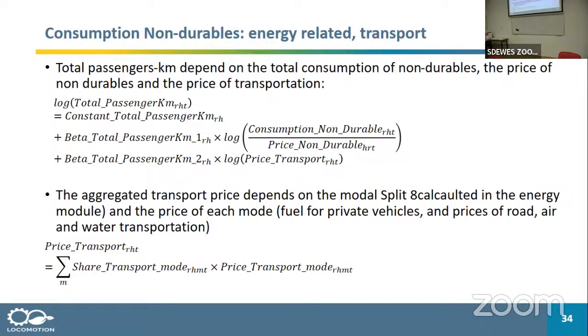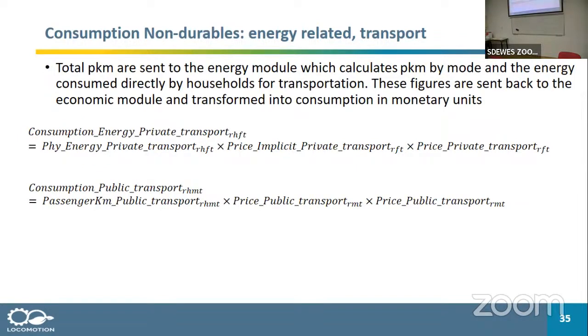So far we are calculating how many passenger kilometers each household is doing, and the price that they are facing. Now we have to see how these total passenger kilometers translate into expenditure, because in the economic model, in the consumption model, we need the expenditure that each household is making on fuels for driving and on public transportation. So we send these passenger kilometers to the transportation module, which does the modal split and decides for each household how many kilometers they are doing in each transportation mode. And in the case of private transportation, car or motorcycle or whatever, the fuel that they are using. Fuel can be gasoline, diesel, electricity, hydrogen, or whatever.